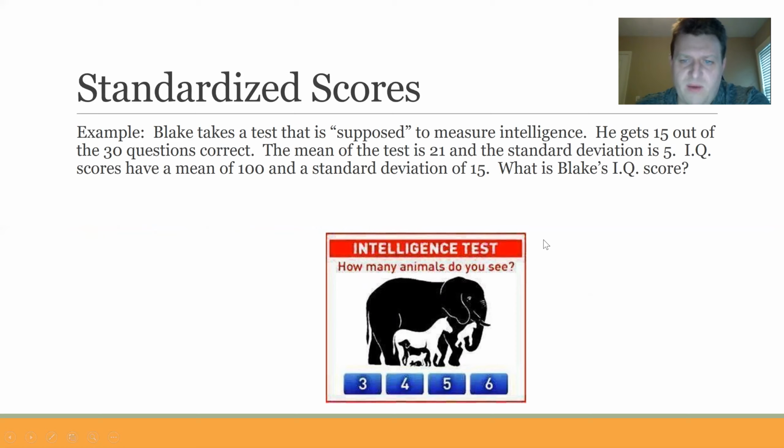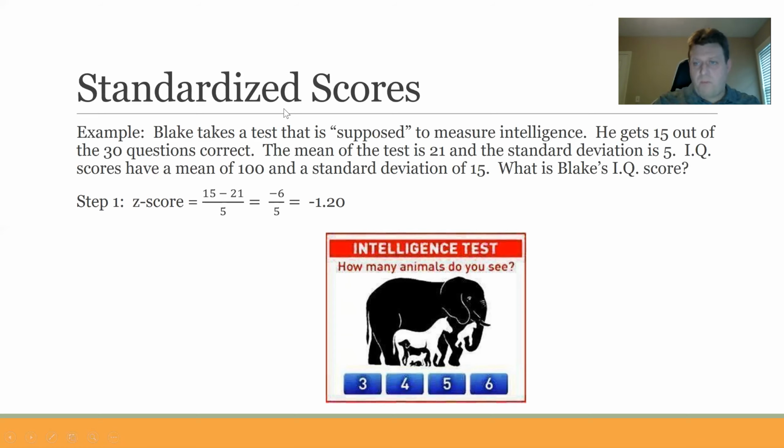So again, the first thing that we want to do is convert this to a z-score. Blake makes a 15. We want to subtract that by the mean of the test, which is 21. And we want to divide it by the standard deviation of the test, which is 5. All right. So step 1, we are going to take 15 minus 21, which is negative 6, divided by 5. We've got a z-score of negative 1.2. All right. So the average IQ score is a 100. We should see that Blake has less than a 100.